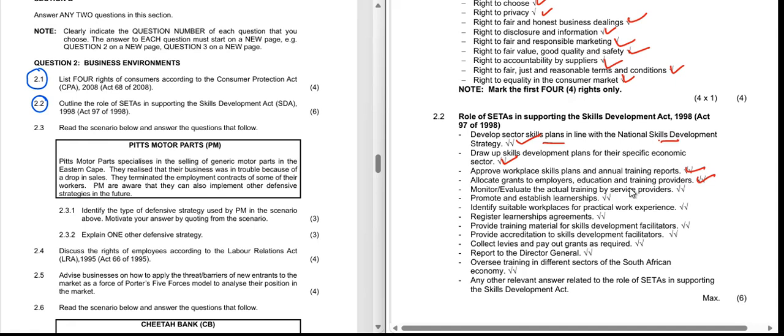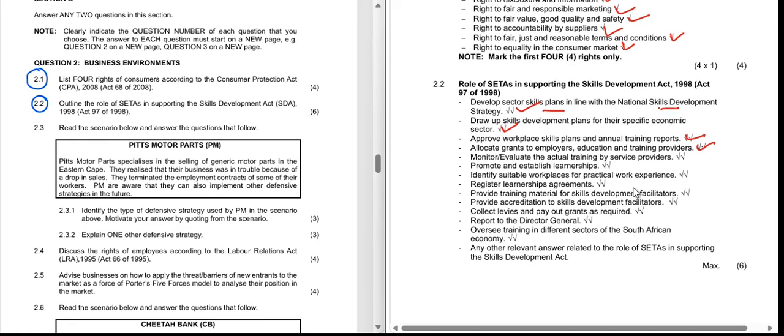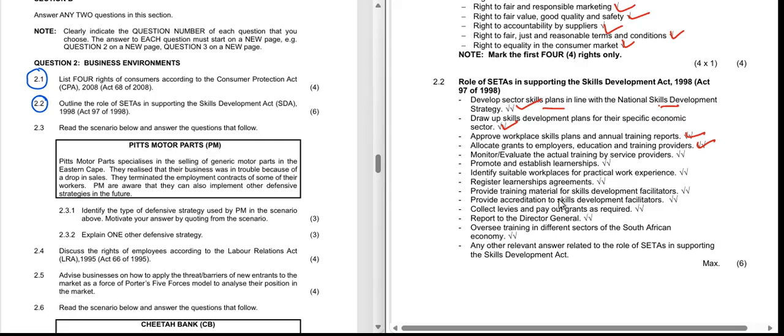So we've got quite a number of those. We just needed 6, if not 3, because it's 2 marks for each. So just 3 of these would have earned you 6 marks. Feel free to pause the video and go through some of these points.